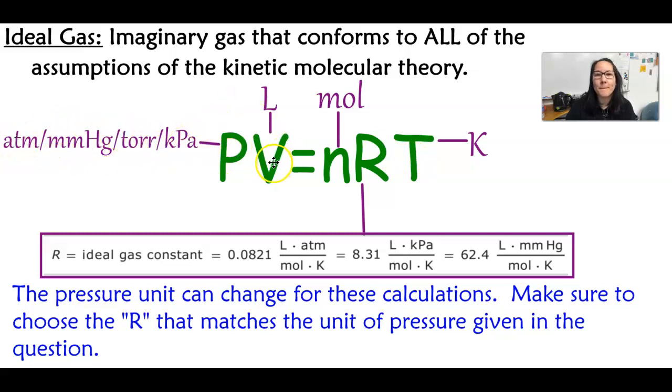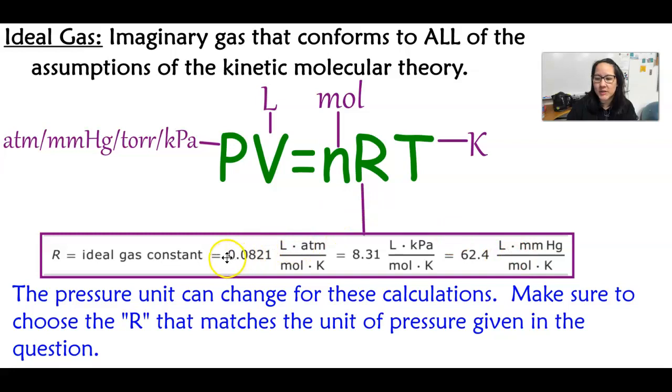The volume must be in liters, so if it's not, you have to change it to liters. n must be in moles, so if it's not, you have to change it to moles. R could be one of the following constants below in the box, and T must be in Kelvin. So whatever your pressure unit is, you have to use a matching R unit below.